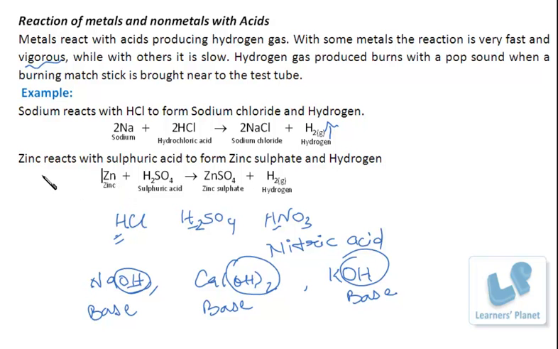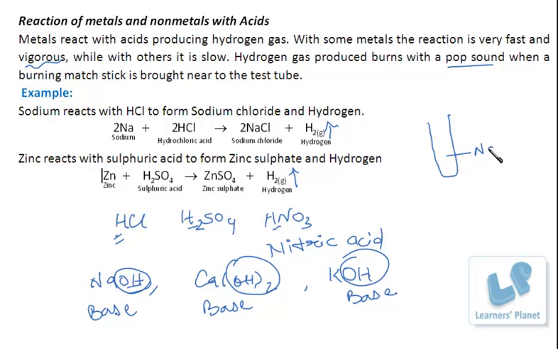Zinc reacts with sulfuric acid to form zinc sulfate and hydrogen. The formula of sulfuric acid is H2SO4, forming zinc sulfate, ZnSO4, and again hydrogen gas is evolved. How is it found that hydrogen gas is evolved? The hydrogen gas produced burns with a pop sound when a burning matchstick is brought near to the test tube, if the reaction is going on in this test tube.